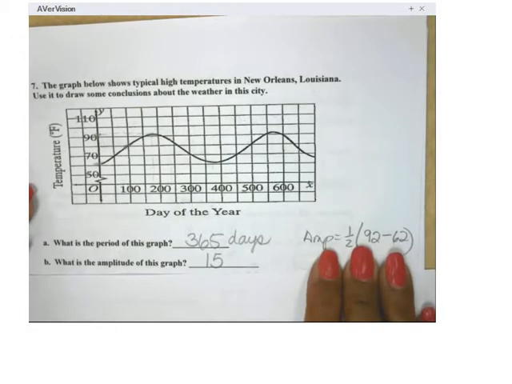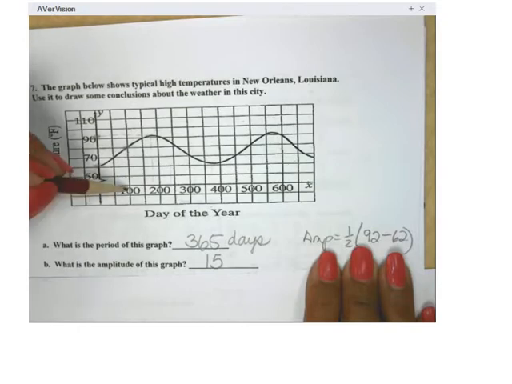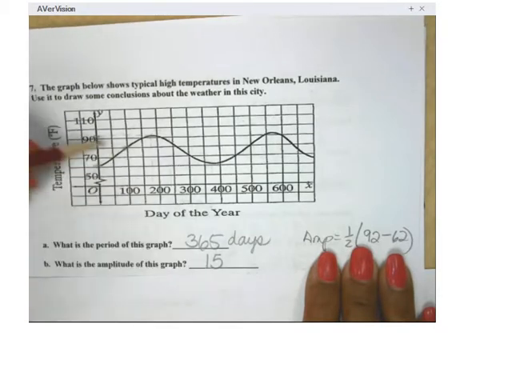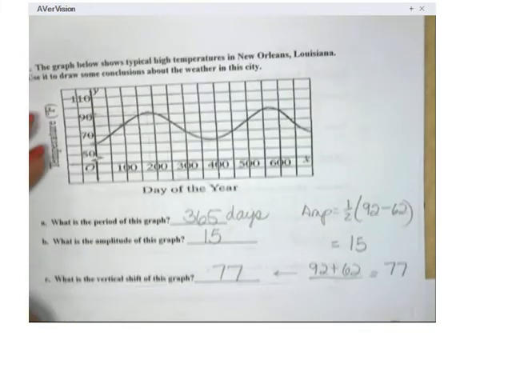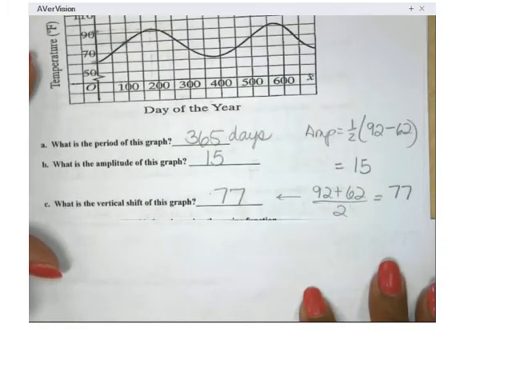Now, it's nice to find where the vertical shift is, which is the next thing we have to find, and we know that that's the middle of the graph. This graph is going to have a vertical shift because it's not oscillating along the x-axis. So we need to find halfway between these two numbers, which we can do by finding the mean, adding them together and dividing by 2, or we could take 15 and subtract it from the high to get to the middle, or add it to the low to get to the middle. In any case, we end up getting that the vertical shift is at 77.